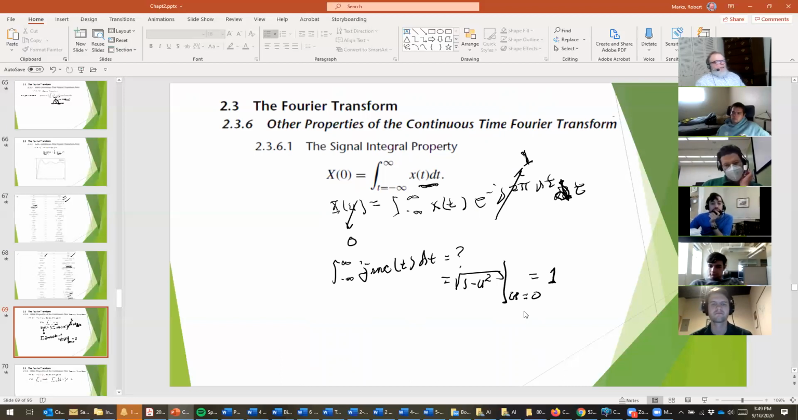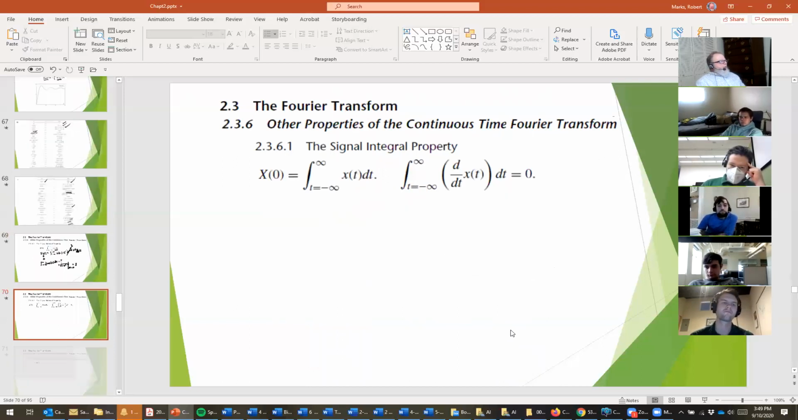So we see we can apply this any time we have a Fourier transform pair and want to know the area under a signal. So that's called the signal integral property.